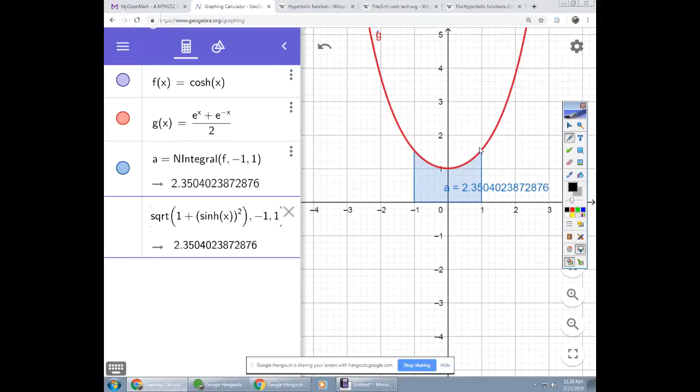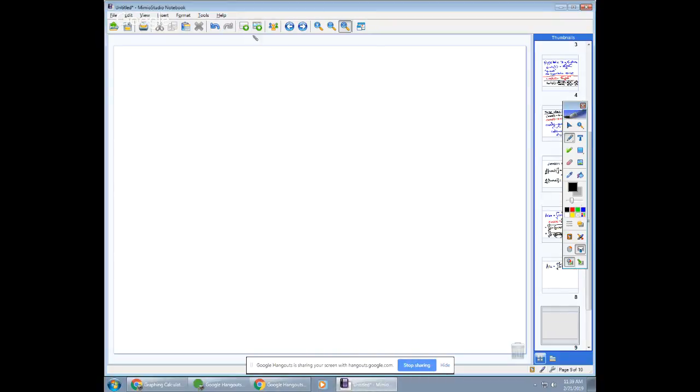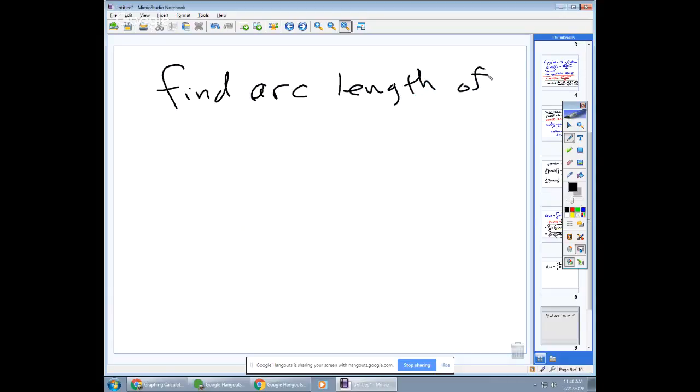It's like on a test, if it said find the arc length of the cosh, we could just find the integral from those values. So check that out. Suppose the question was: find the arc length of y equals the hyperbolic cosine of x from -1 to 1.